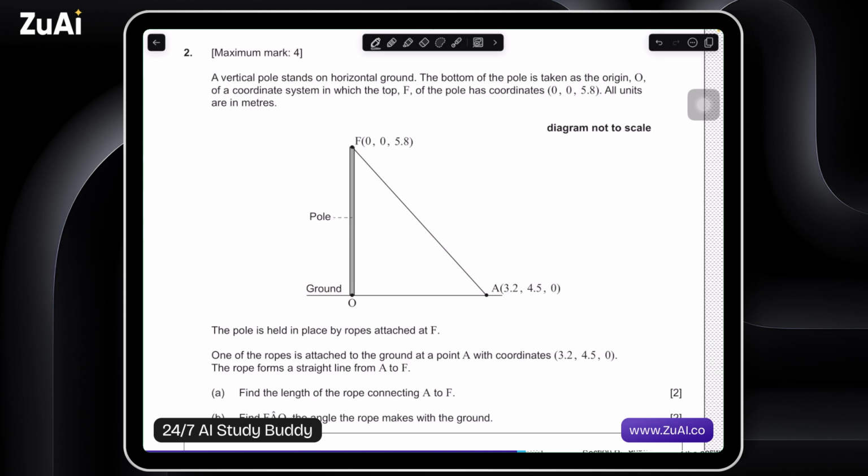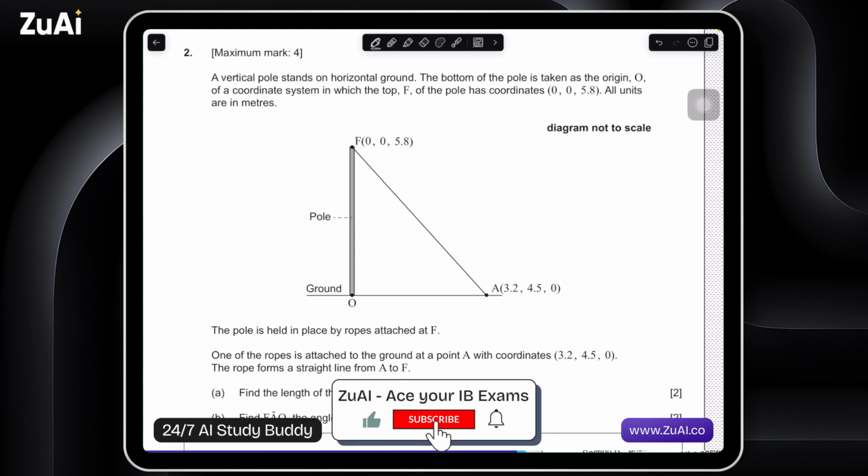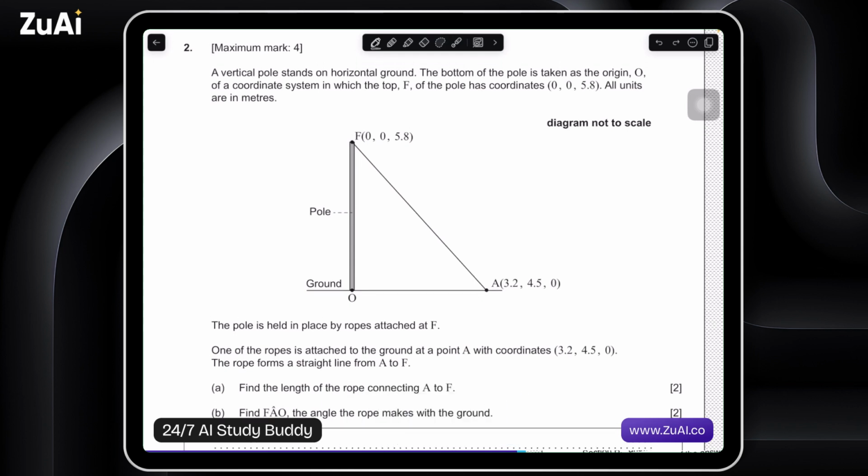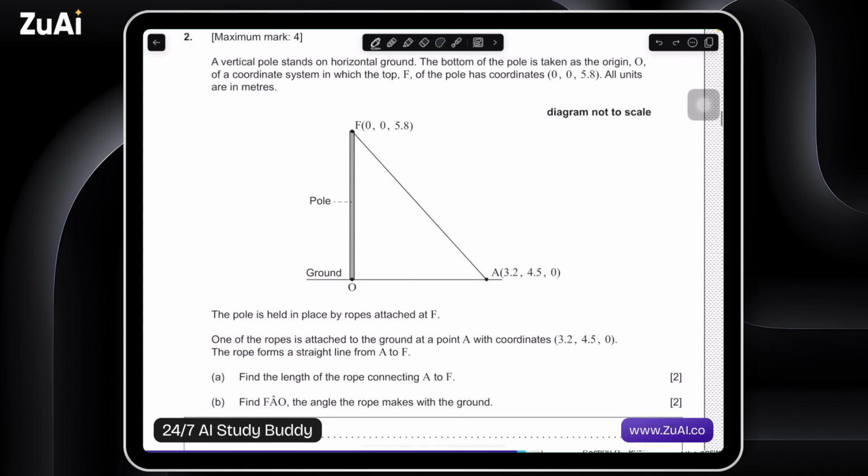A vertical pole stands on horizontal ground. The bottom of the pole is taken as the origin O of a coordinate system in which the top F of the pole has coordinates 0, 0, 5.8. All units are in meters. The pole is held in place by ropes attached at F, so F is the tip of this pole. One of the ropes is attached to the ground at point A with coordinates 3.2, 4.5, and 0. The rope forms a straight line from A to F, so from A to F right here.